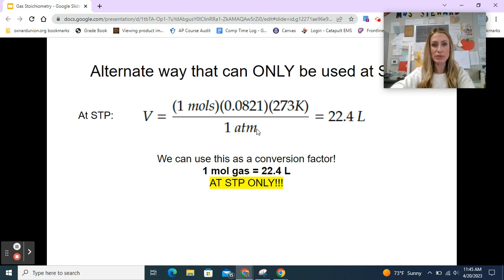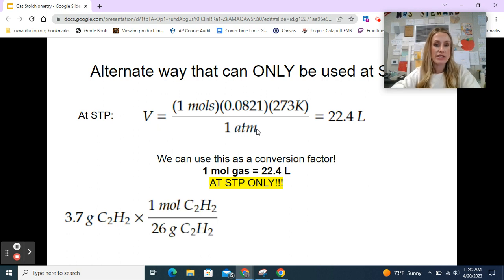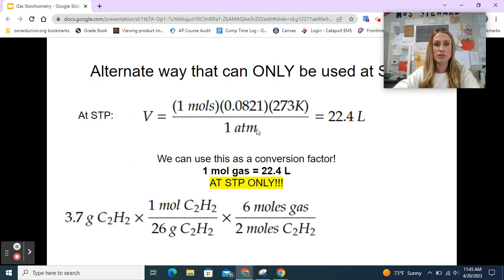Since my example number 2 is at STP though, I can use this conversion factor. So again, if we just start with our given quantity, which was 3.7 grams C2H2, I'm then going to convert to moles of C2H2 using my conversion factor, molar mass on the bottom. So grams cancels out. I then have moles of C2H2. I then use my conversion factor with those coefficients. So 2 moles of C2H2 produces 6 moles of gas, just like I did before.